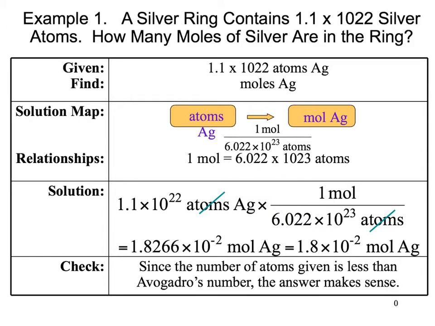So, we would end up with 1.8266 times 10 to the negative second moles of silver. Since this number of atoms is less than Avogadro's number, the answer makes sense.